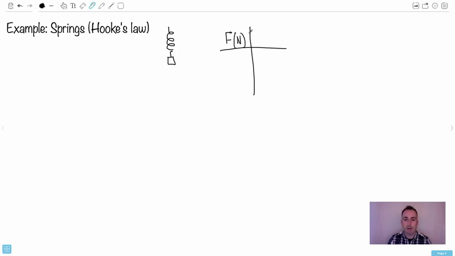So force would be in newtons. And you would also have related to that the extension. So x, that could be like the displacement. And Hooke's law goes like this, that F equals kx.